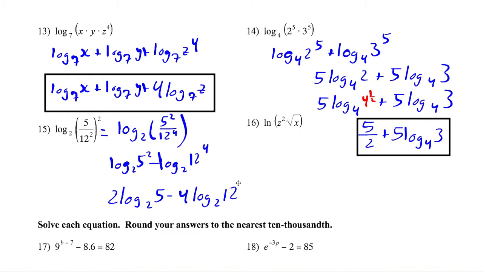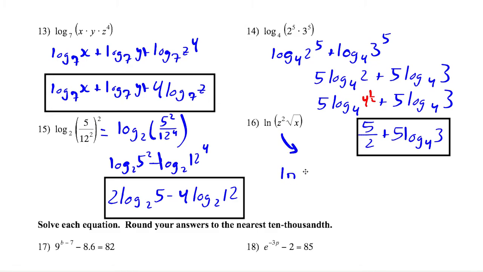Now, if you actually did 12 squared, so you did 25 over, this would be 144 squared, you'd have to reduce it again. So this is actually the best way to do it, because now this log is reduced as much as we can, and we have these coefficients. So watch out for little tricks like that.